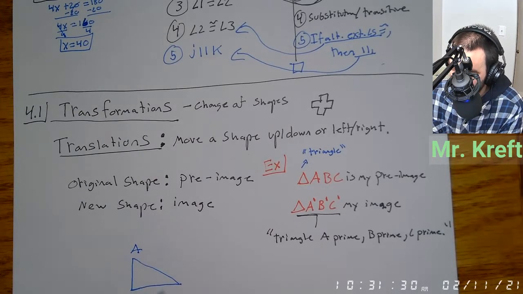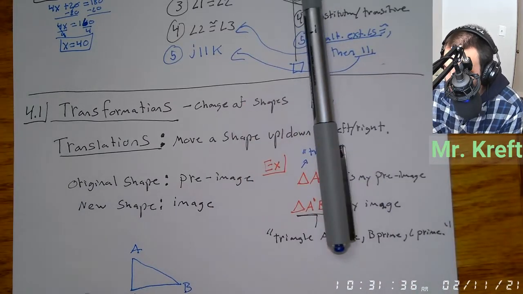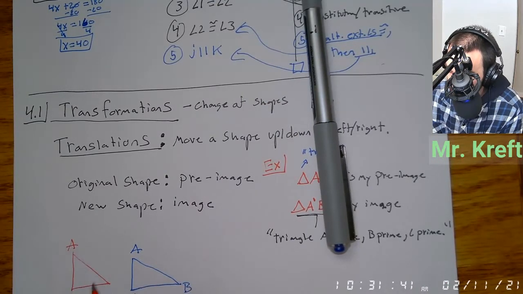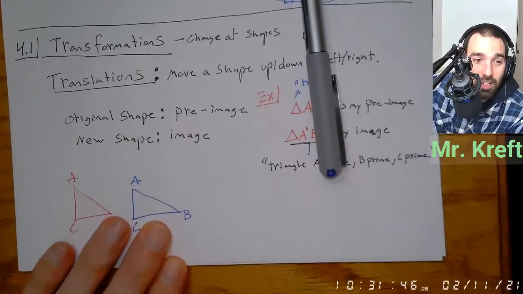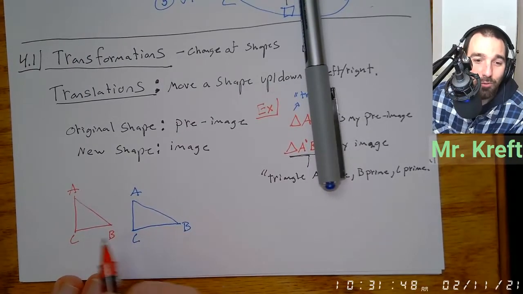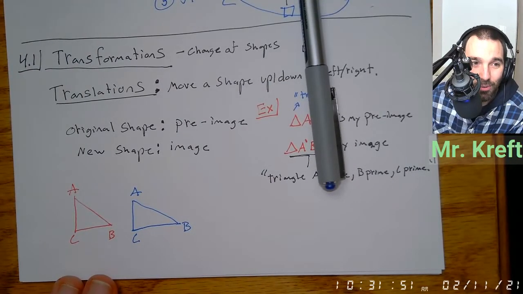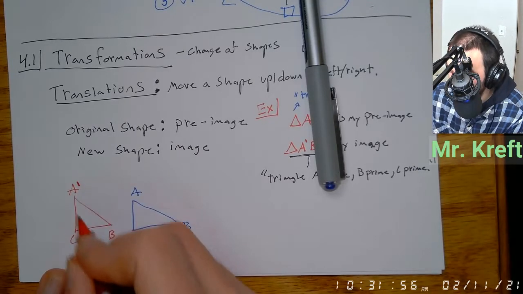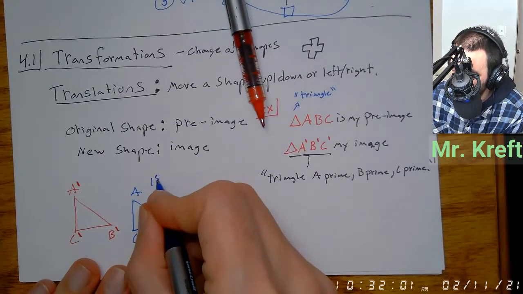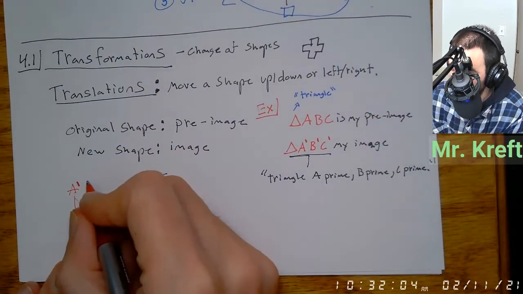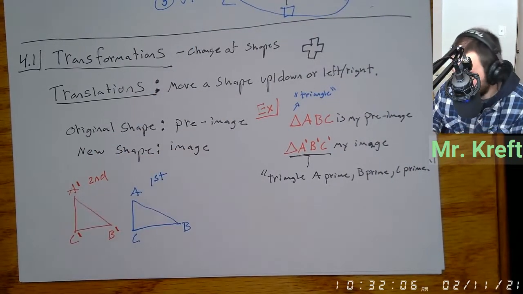So A, B, C, and A, okay. Now, can you guys see if I don't put those primes, you have no idea which one's my original, right? So if I don't put the primes, you don't know which one's my original. So if I go like this and put a little prime, then I know that this was first and this was second. I just lost my pen. Give me a second.